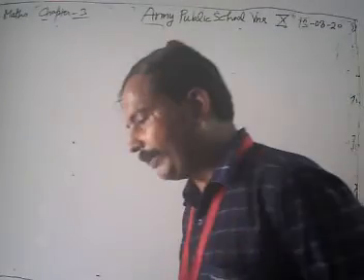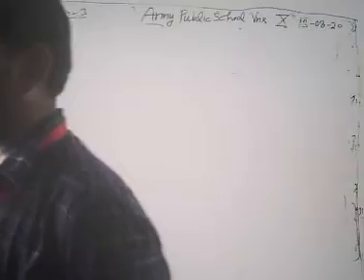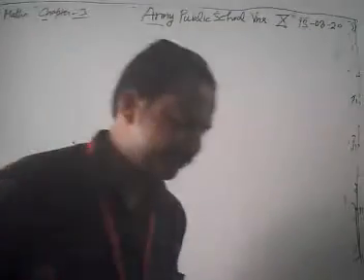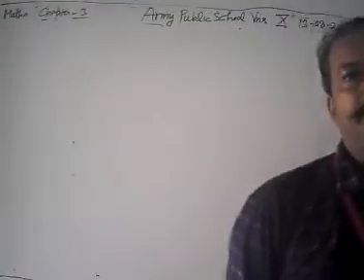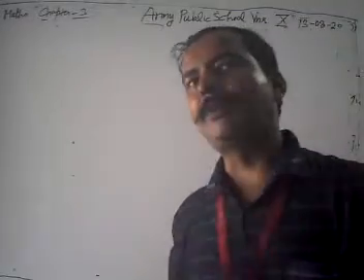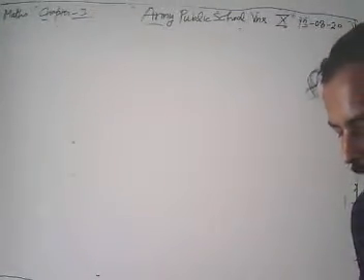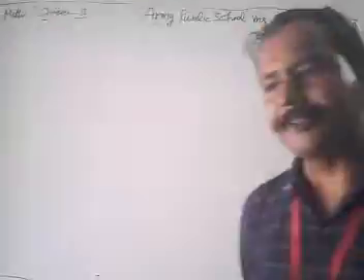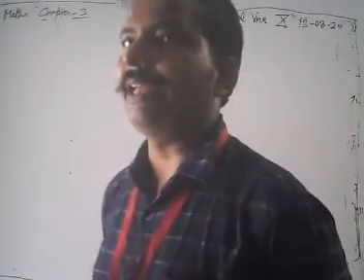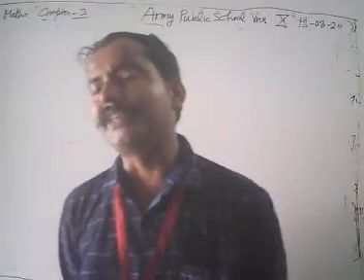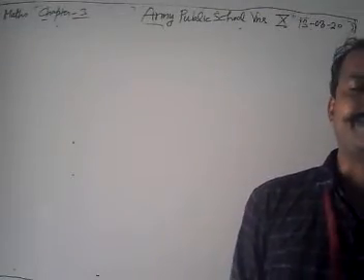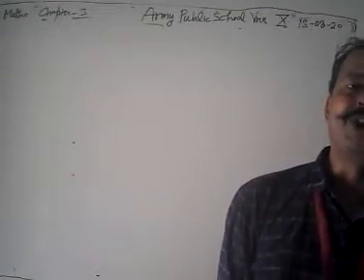Then when we discuss pairs of linear equations in two variables, we are going to discuss the solutions of such pairs. Obviously, since there are pairs, we have two lines. Let the first line be given by a1x plus b1y plus c1 equal to 0. Now suppose the second line is given by a2x plus b2y plus c2 equal to 0.